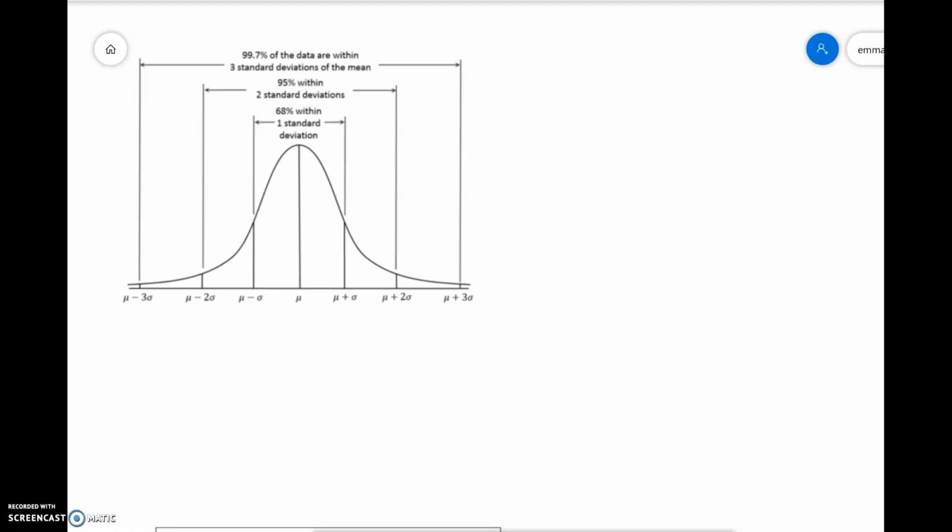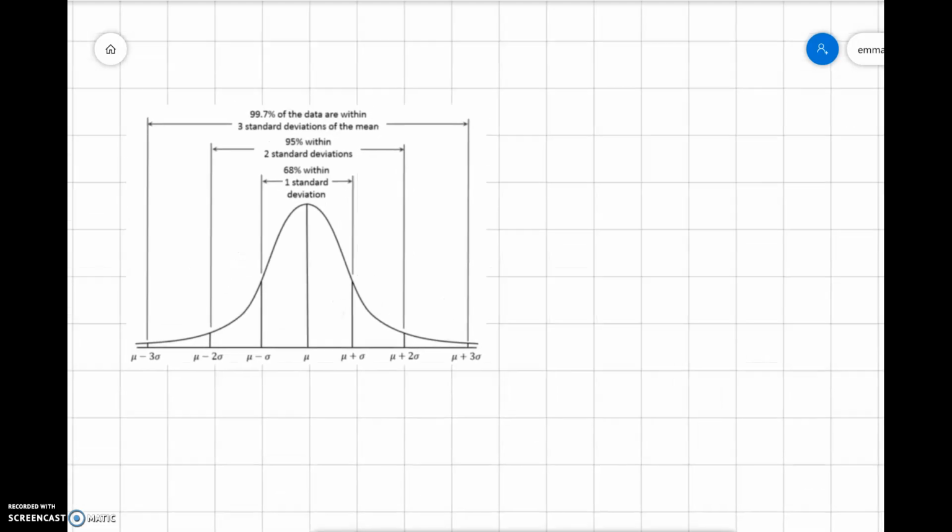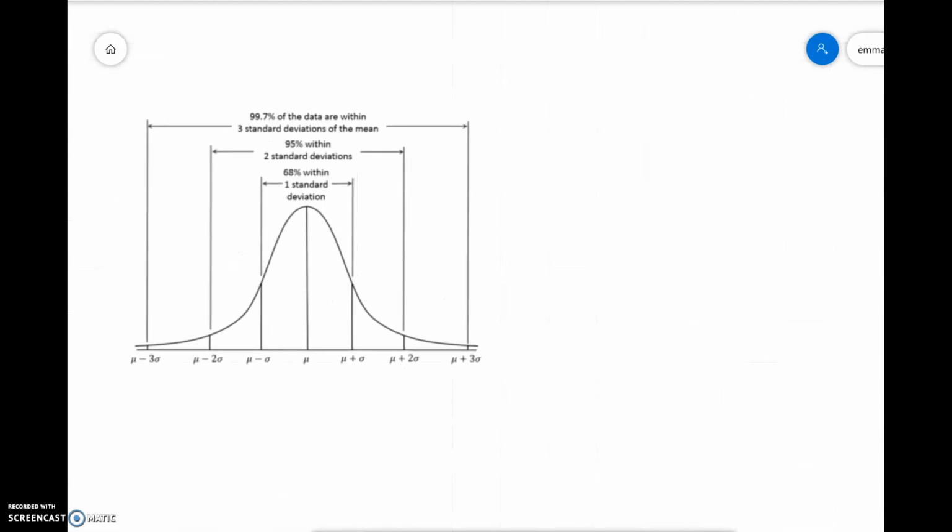Okay, so this is a video just to review chapter 3. From chapter 3, we talk about the normal distributions with the empirical rule. And for the empirical rule, when we have a normal curve, we are going to be able to find the mean in the center, and we are also going to use the standard deviations.